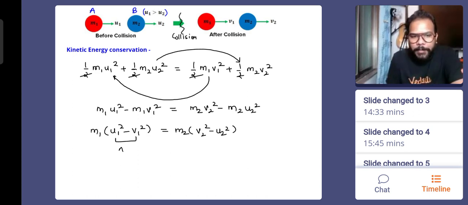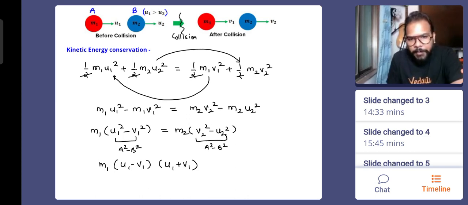So it is a square minus b square, right? And this is also the a square minus b square formula, which is basically m1 times (u1 minus v1)(u1 plus v1). A minus b, a plus b. Similarly m2 times (v2 minus u2)(v2 plus u2).